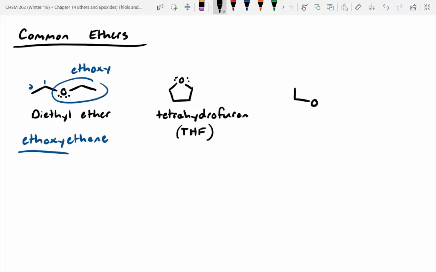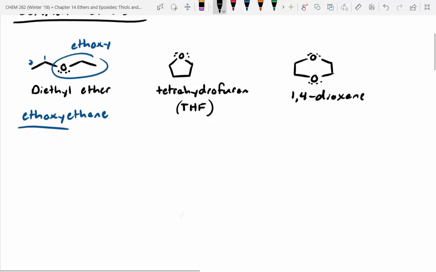Another common one that we really haven't seen much of, but is fairly common in organic labs, is this one. It's called 1,4-dioxane. Really, the benefit of using 1,4-dioxane is it's an ether, but it has a much, much higher boiling point than diethyl ether, and so you can crank up the heat and drive your reactions to completion a little bit easier. THF is kind of in the middle, so it's in between in terms of its boiling points. All right, so let's take a look at why we use ethers.